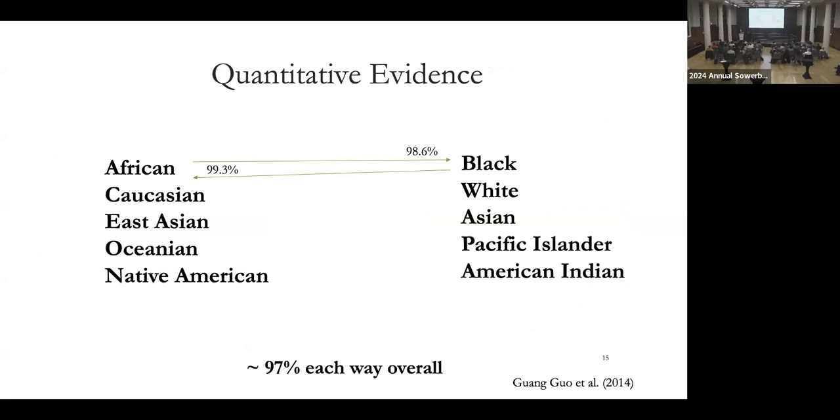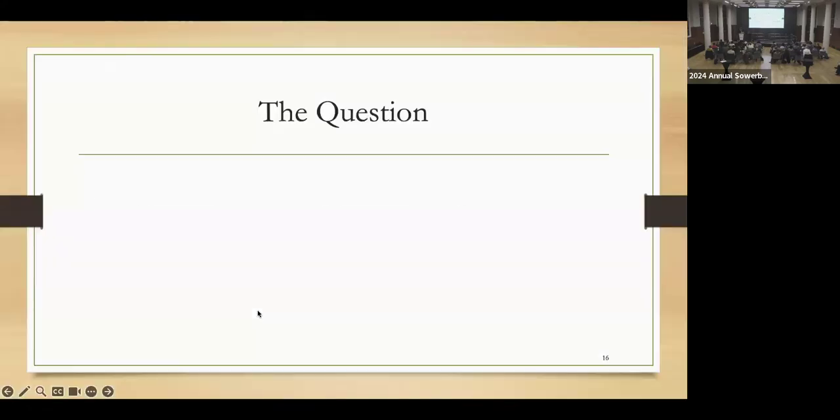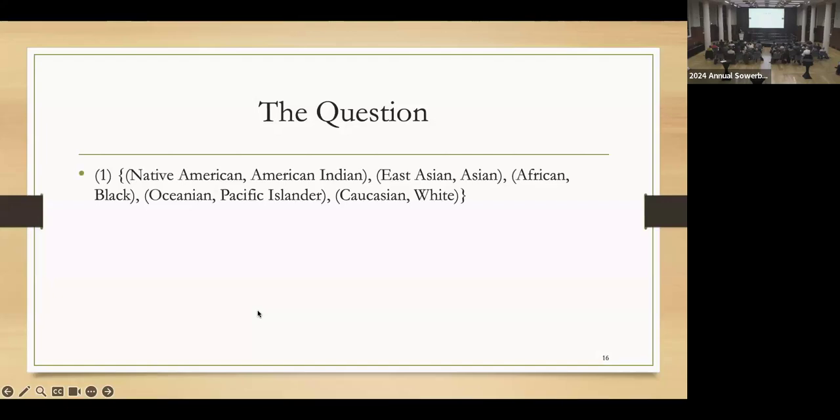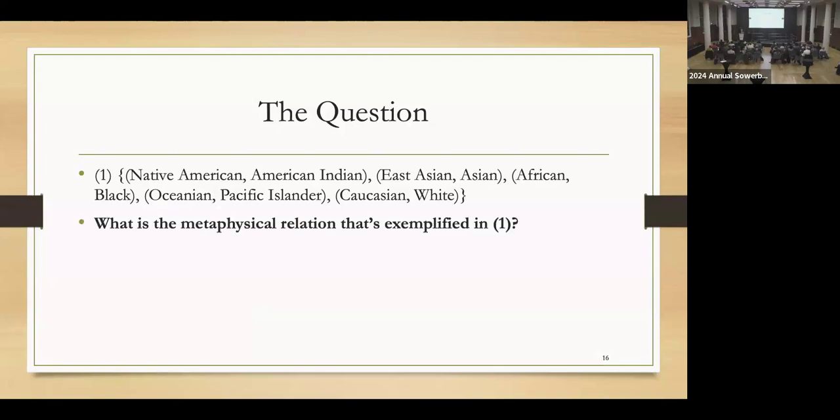It's high. There is a presumable one-to-one mapping. The question then becomes, given that this is a set theoretic way of representing a one-to-one mapping, what's the metaphysical relation that's exemplified in the mapping? A way of getting your mind around this: if I just named each of these the same, Native American, East Asian, that would be representing identity very clearly. But there could be other sorts of relations that are represented by this particular mapping. It's not obvious that it's identity or something else.